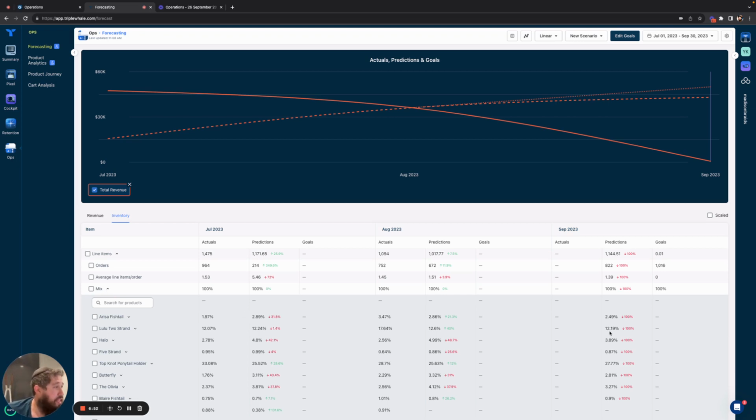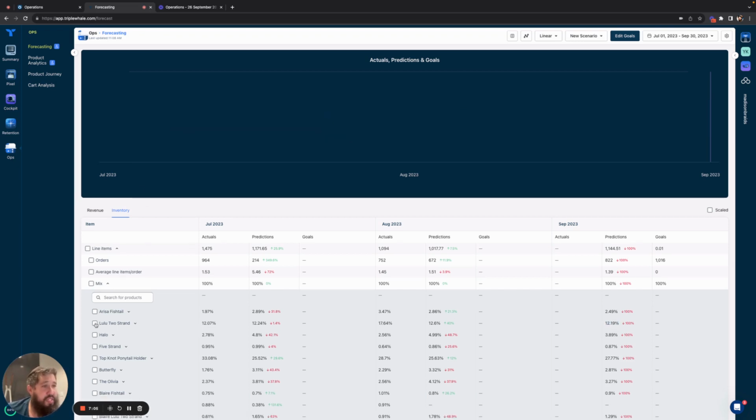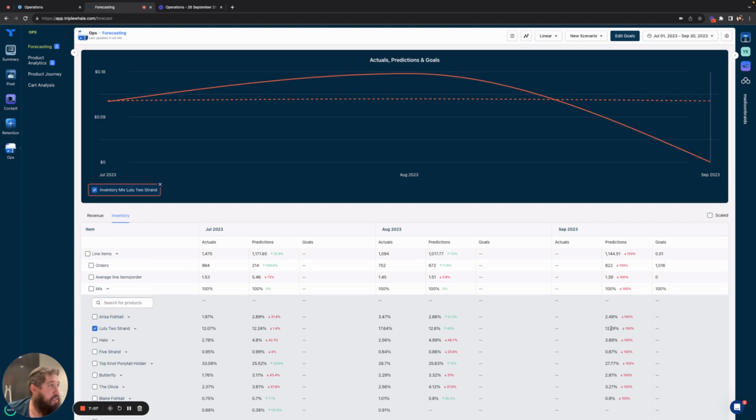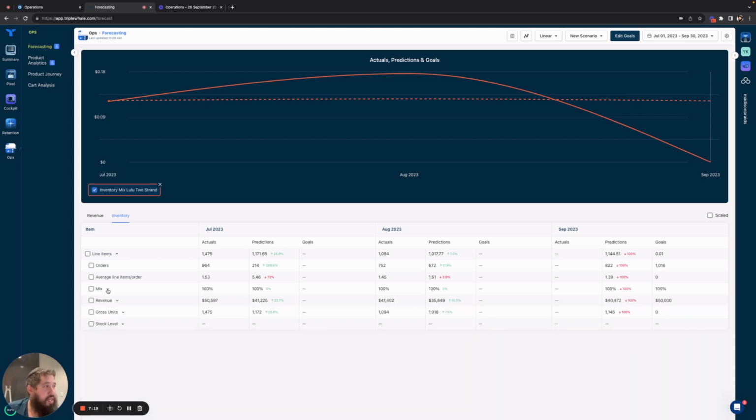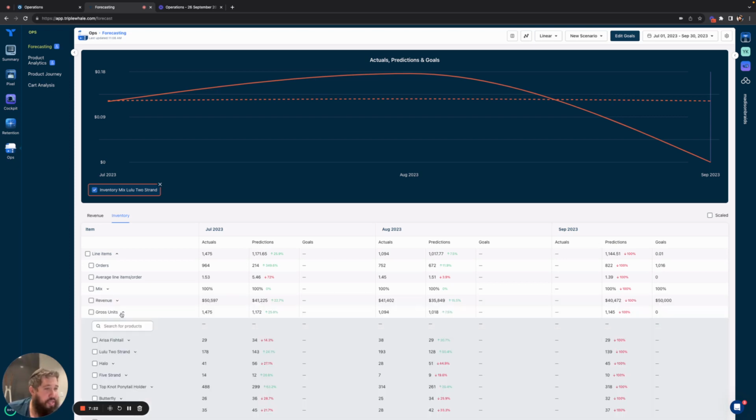So again, we multiply your explicitly stated goal for top line revenue times the mix that we're predicting. For example, if you gave us a goal for the month of September of $100,000, we would predict that $12,000 would be coming from Lulu 2-strand because 12% of the mix is predicted to be Lulu, okay? So that's how we calculate the revenue by product for goals. And then we divide that by the price of each product, and that gives us the number of units that will be sold, or will need to be sold, to meet your goal.